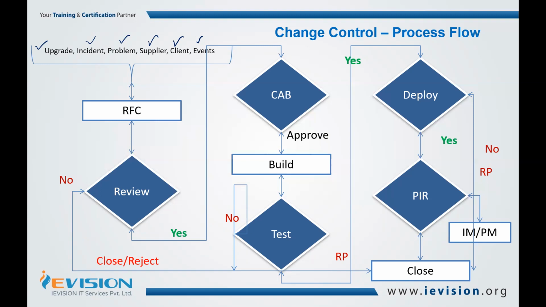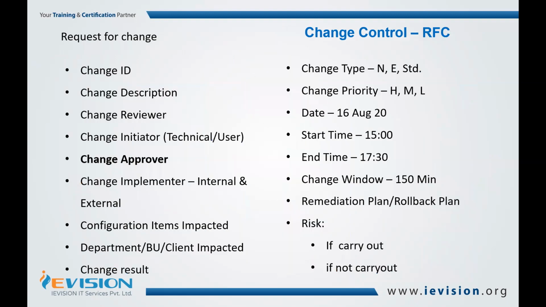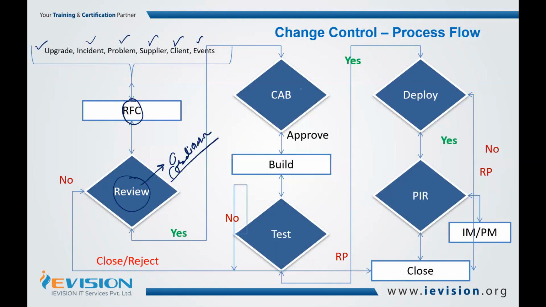Okay. So you have an RFC form, the request for change, that will be reviewed by the change coordinator. If the form is complete, as we have seen, then it will move to the CAB. The CAB will take a decision to approve or reject the change. Now, who will take the decision? On behalf of the CAB, the change manager will do that.